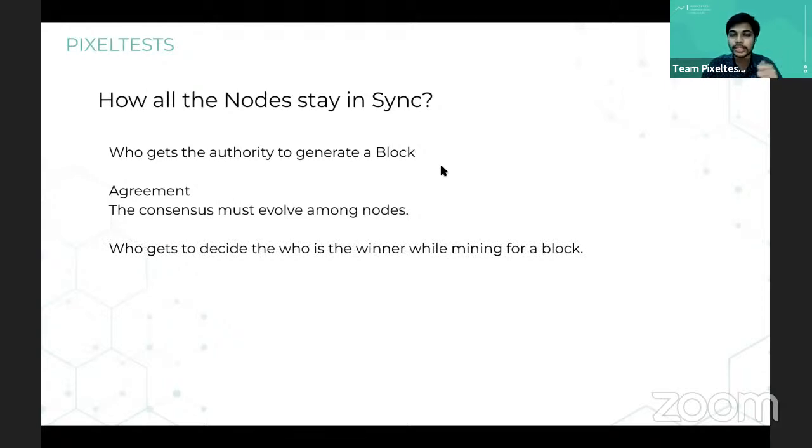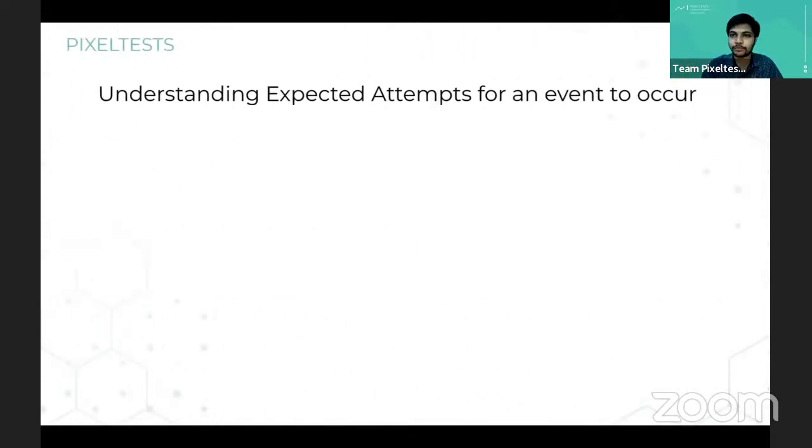Now, who decides who is the winner while somebody is mining for a block? How is everybody agreeing that this person is the winner? Why not the other person? That is what we'll try to understand.